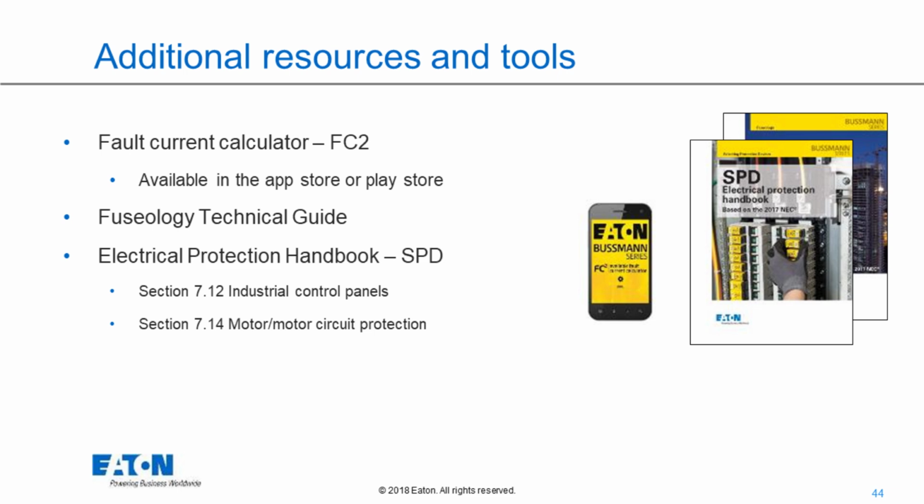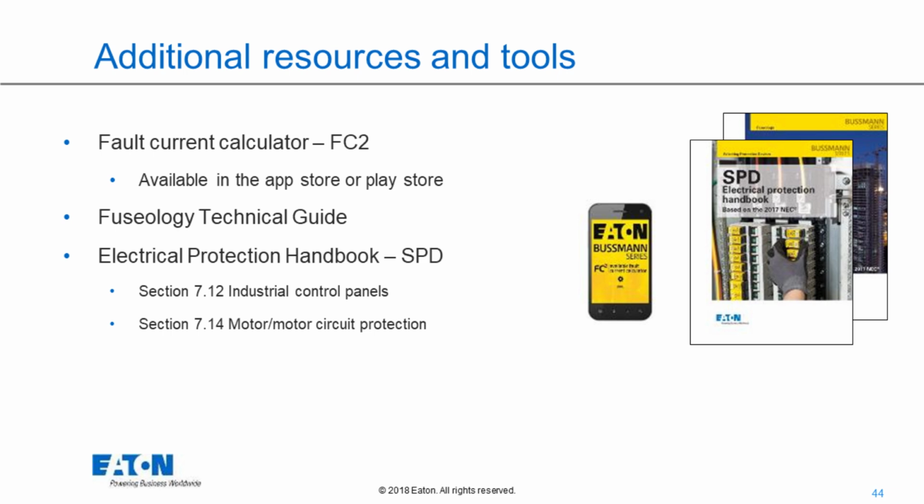The SPD, Selecting Protective Devices Electrical Protection Handbook, that's pretty much our Bible. It's 300 and something pages, and it covers all the topics associated with overcurrent protection, like selective coordination, component protection, arc flash analysis, SCCR ratings. Pretty much anything that's of interest in overcurrent protection is in that book.